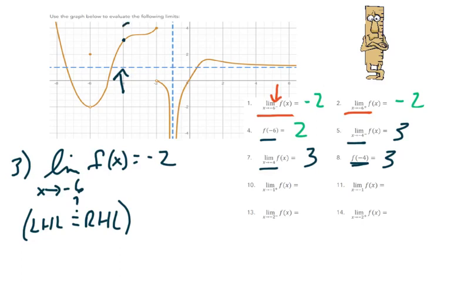And notice what's happening, though, at -4. You have a continuous piece of the function at x equals -4. So that should mean something. When you have a continuous piece of the function, you are going to have your left-hand limit, your right-hand limit, your overall limit, and your f of -4 all equal to the same value.